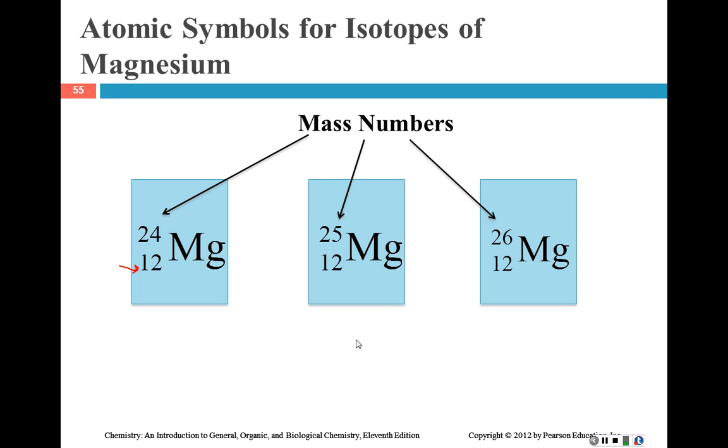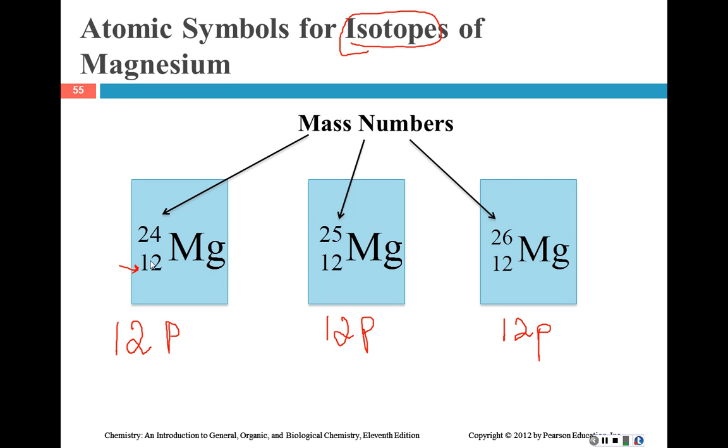Notice, this is magnesium. Magnesium, like many of these elements, can exist at different masses, and they naturally occur this way. Some are more stable than others. And so I could have magnesium-24, magnesium-25, magnesium-26. These are all isotopes of magnesium. What's the difference? They all have how many protons? 12. They all have 12 protons because their atomic number is 12.